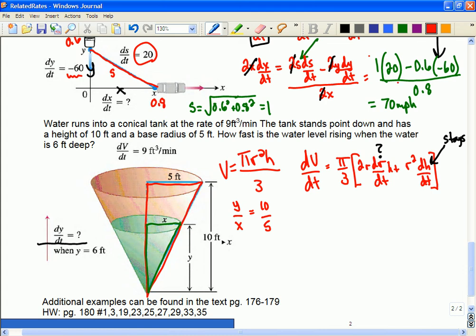And what I'm trying to get out of this problem is the change in radius with respect to time, so I'm trying to remove x from the problem. So if I solve, x is going to be 5y over 10, which is y over 2. So in terms of the volume formula up here, that means the volume is pi times (y over 2) squared times y.